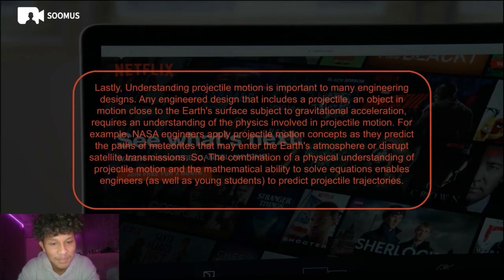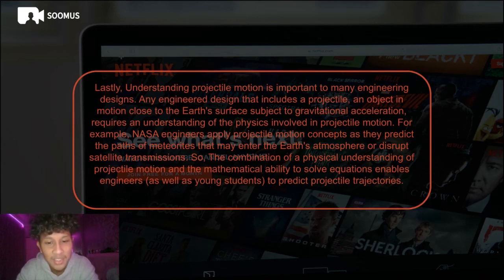Lastly, understanding projectile motion is important to many engineering designs. Any engineering design that includes a projectile, an object in motion close to the Earth's surface and subject to gravitational acceleration, requires an understanding of the physics involved in projectile motion. For example, NASA engineers apply the projectile motion concept as they predict the path of meteorites that may enter the Earth's atmosphere or disrupt satellite transmission.